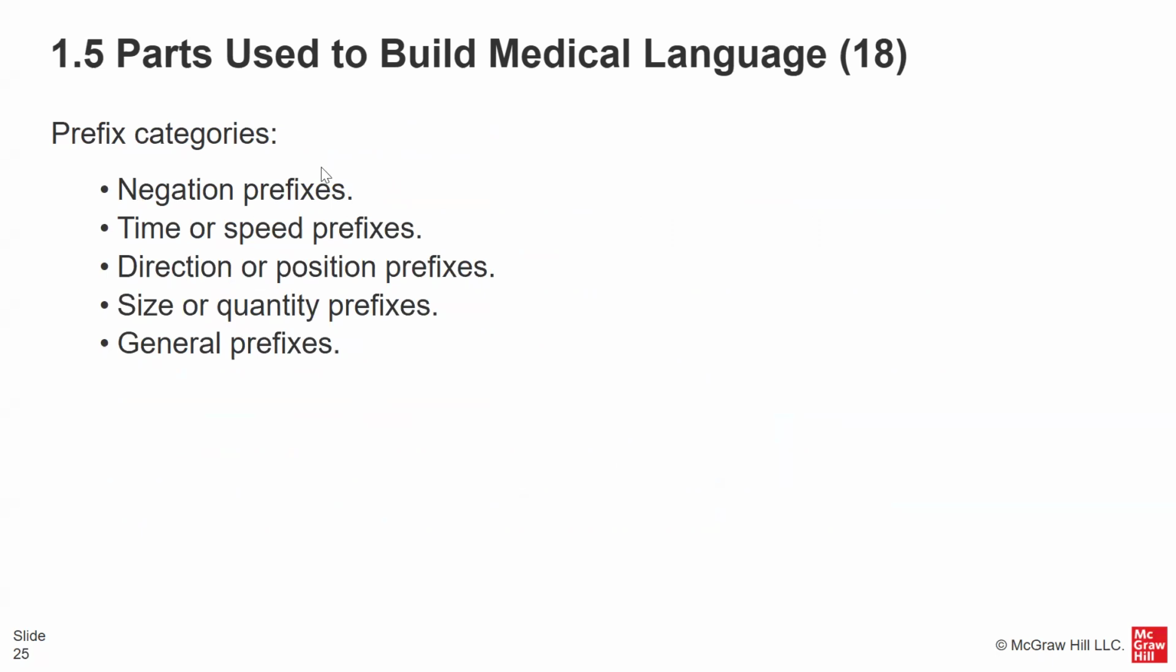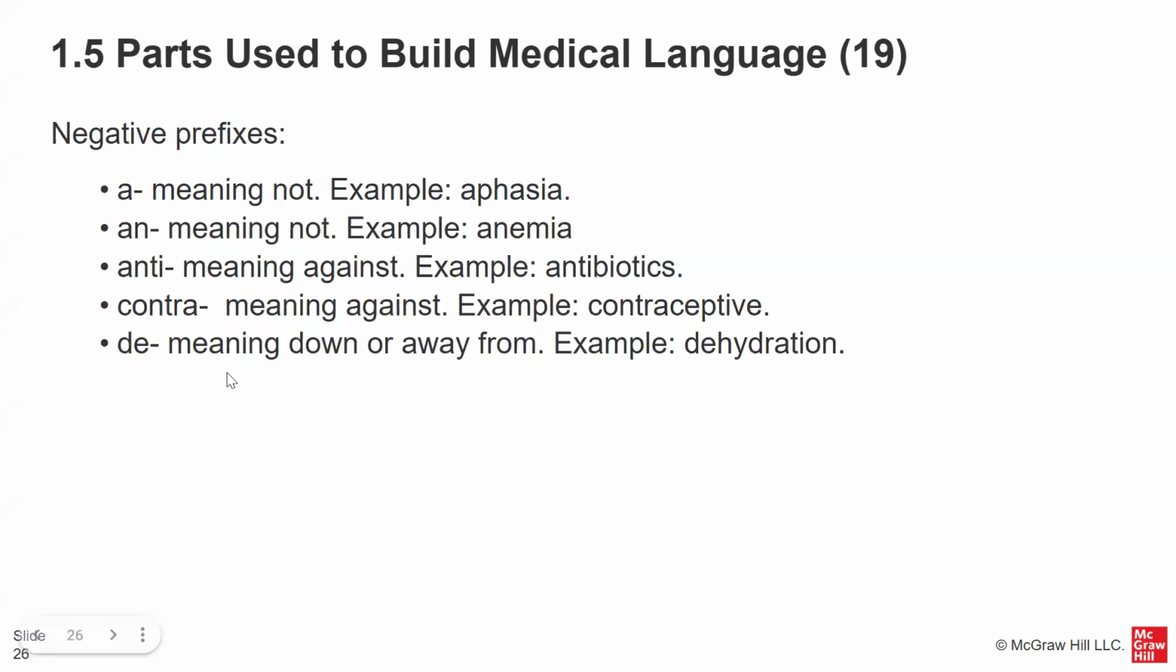Prefixes come at the beginning of the word, and they are going to tell us even more information about the word. They are at the beginning. They literally mean to attach, and they are going to tell us time, speed, direction, size, quantity, and even more. Before or after, away or towards, up or down, one, two, three, four. They give us a lot of information. They can also tell us negative, negation prefixes.